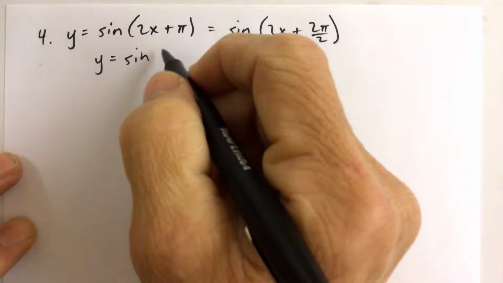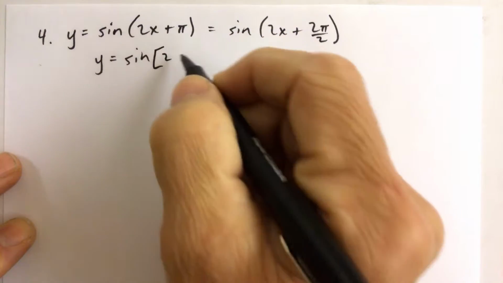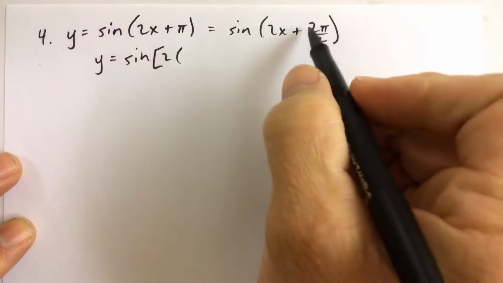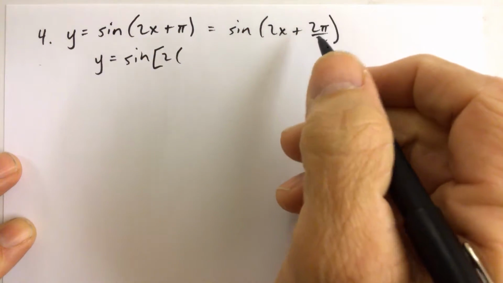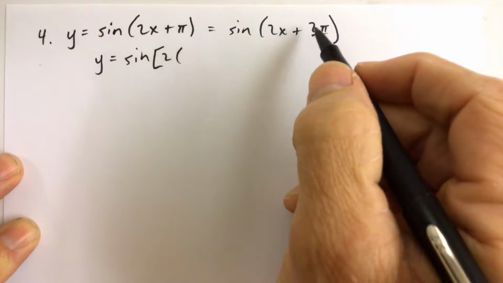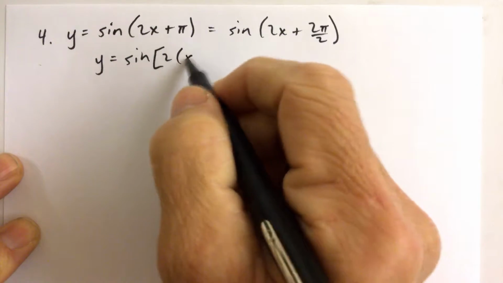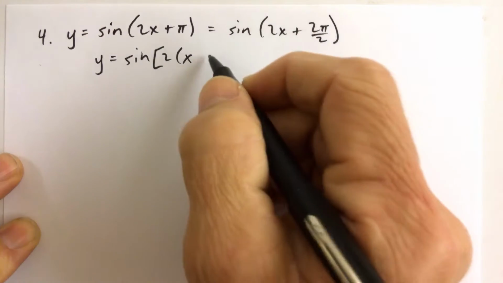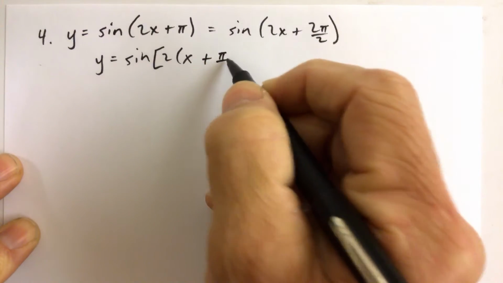For problem number 4, we want to go ahead and factor out the 2 from both the 2x and the pi, and I rewrote the pi as 2 pi over 2. So again, makes it a little bit maybe easier to visualize. Taking a 2 from 2x, you're left with an x. Taking a 2 from 2 pi over 2, you're left with pi over 2.